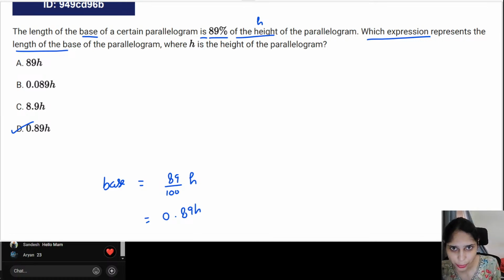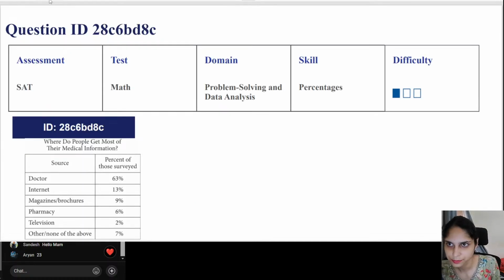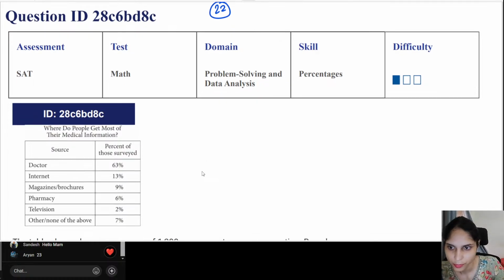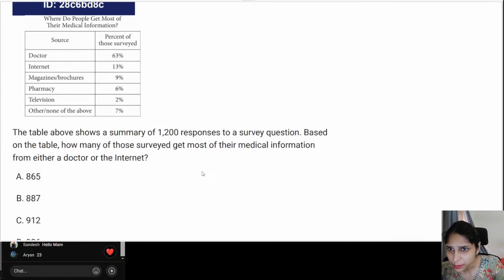Next one is question number 22. Where do people get most of their medical information? From a doctor, 63% of the people who were surveyed. Internet is 13%, magazines and brochures 9%, pharmacy 6%, television 2%, other or none of the above 7%. The table above shows a summary of 1200 responses to a survey question. So 1200 people responded, and out of these, they're finding the percentages.